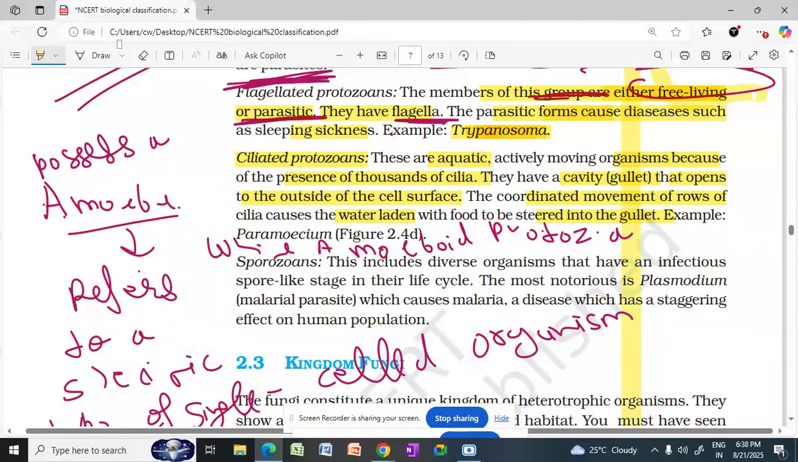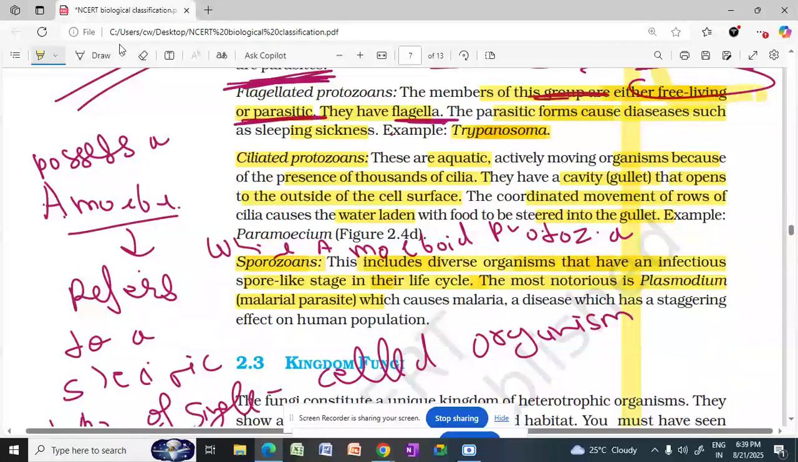Clear? Ciliated protozoan example, clear? Paramecium. Next is sporozoan. This includes a diverse group of organisms that have an infectious spore-like stage in their life cycle. So what is special about the sporozoans? They have the infectious spore-like stage in their life cycle.